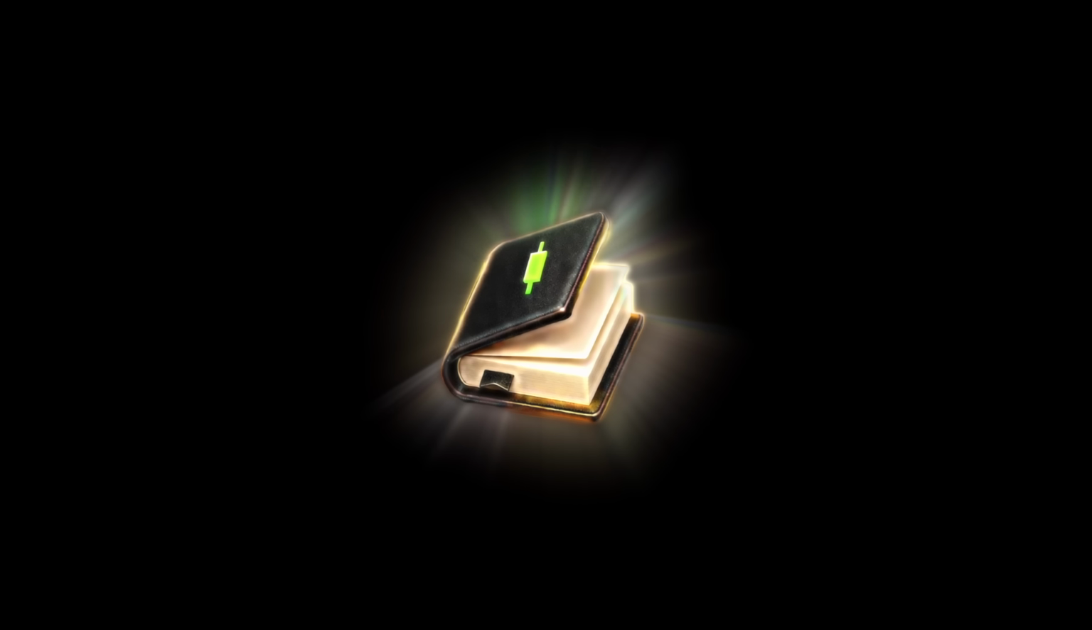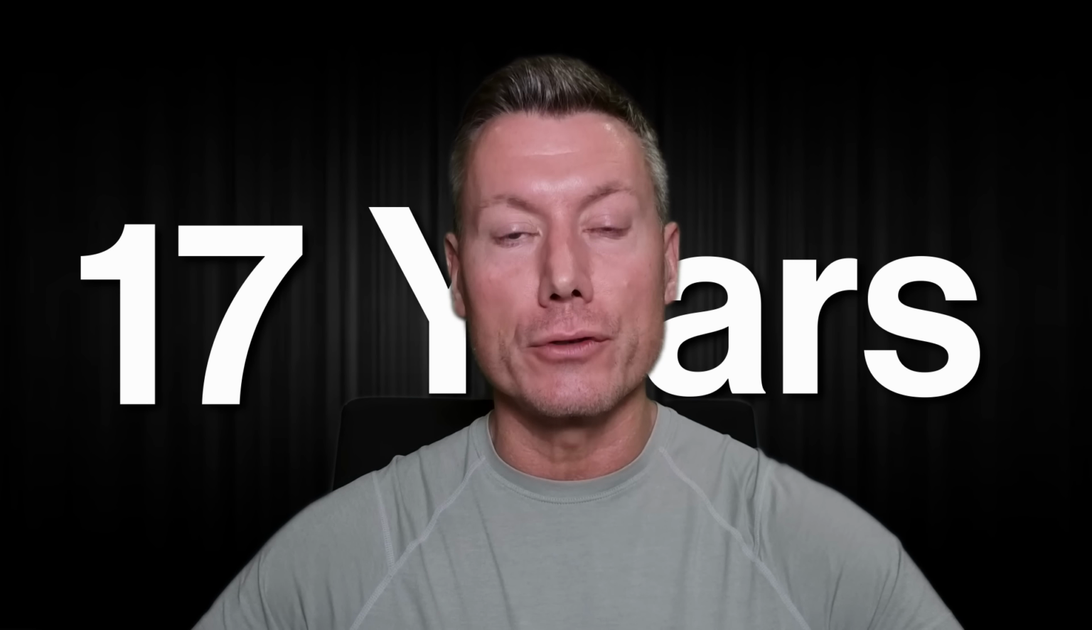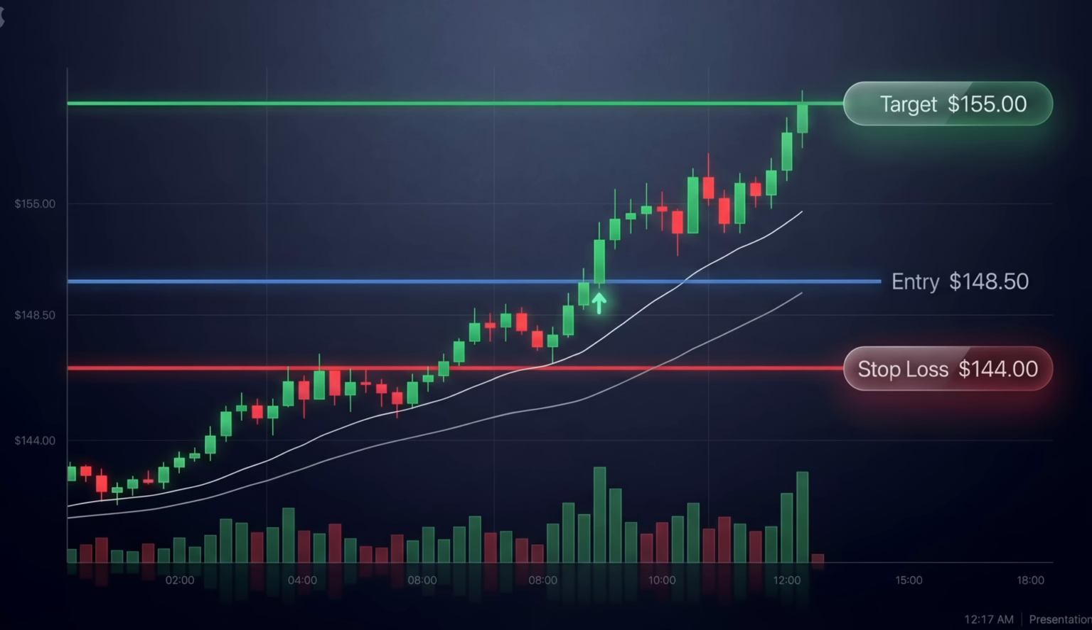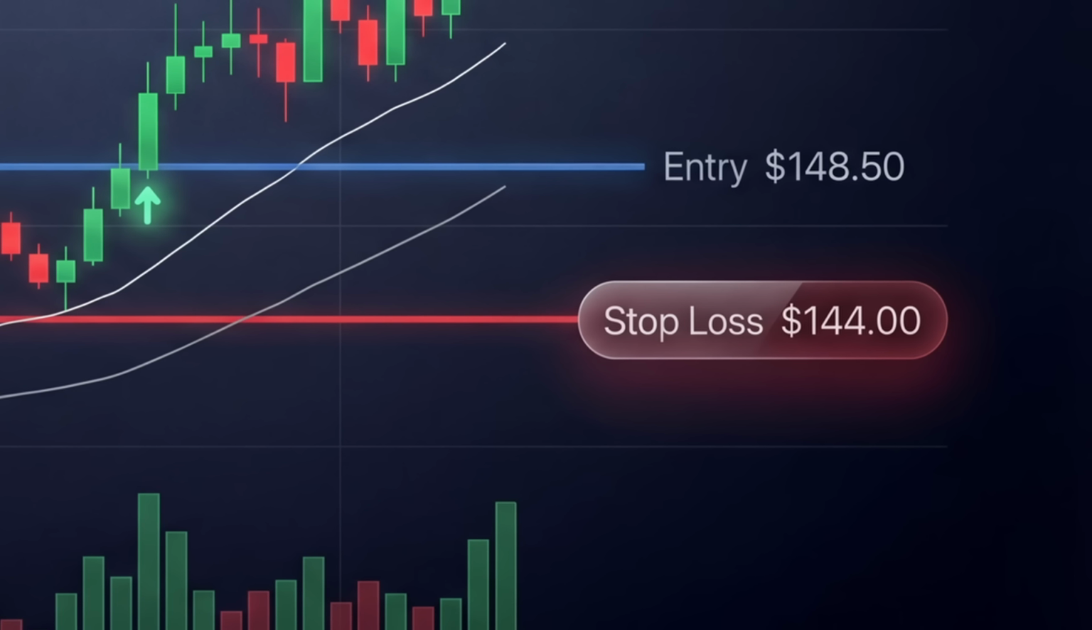The trading Bible tells you to use a stop loss, but after 17 years of trading, I've realized something uncomfortable. The stop loss itself is what causes a lot of bad decisions. So let me show you trades where removing it actually worked, yet I'm still fully protected.